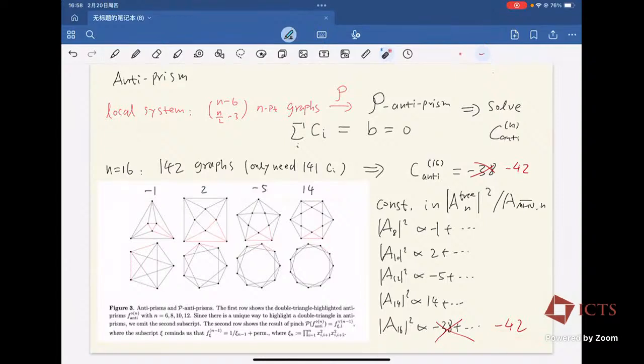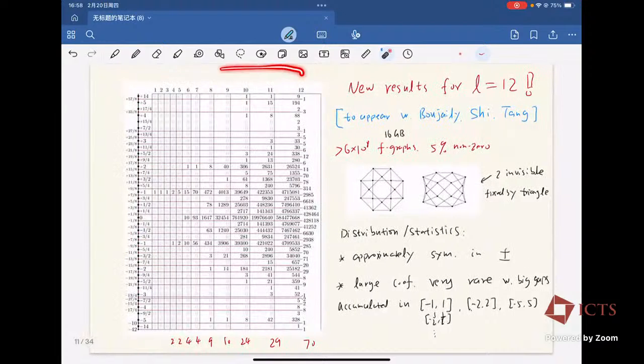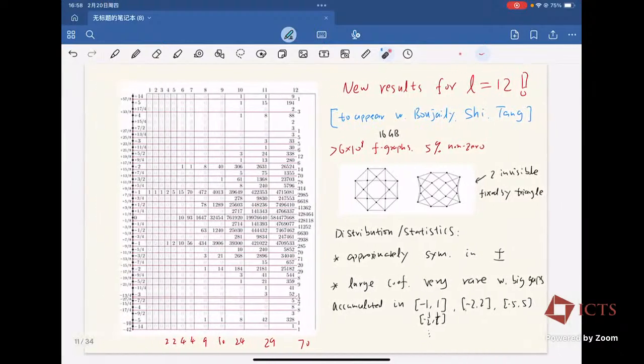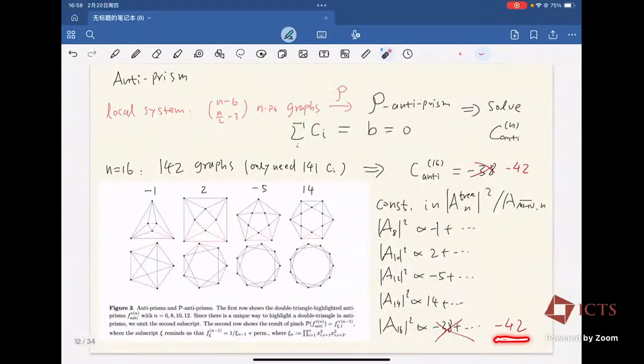So in my talk last November, I talked about why the Catalan conjecture breaks down, but actually it still holds. I want to take this opportunity to correct this. So it's in the new version of our paper. And now since we already computed all the 12-loop thing, the 12-loop thing is completely solved. So we don't rely on this local system. It's completely confirmed that the 16-point antiprism has coefficient minus 42.